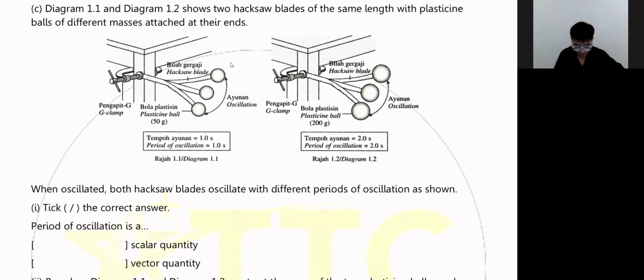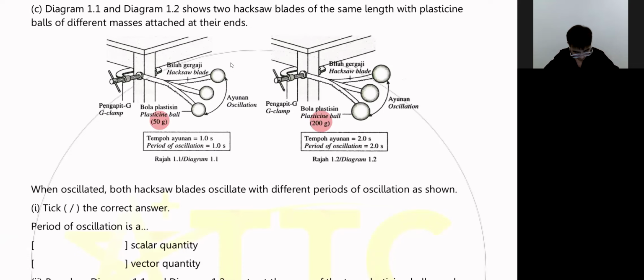Can you see in these two diagrams there are two hacksaw blades, and on top of each hacksaw blade we stick a plasticine ball at the end? In these two experiments, what is different? In diagram 1.1, can you see the plasticine ball is 50 grams? That's the difference. And in diagram 1.2, the mass of the plasticine ball is 200 grams. So in one experiment we are using a lighter plasticine ball, and in the other we are using a heavier plasticine ball.